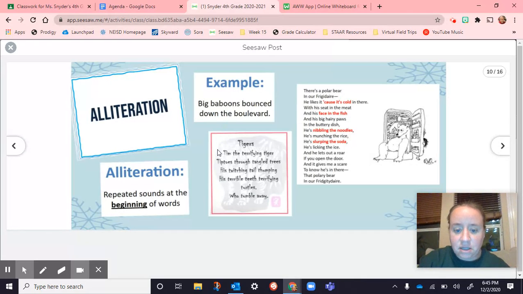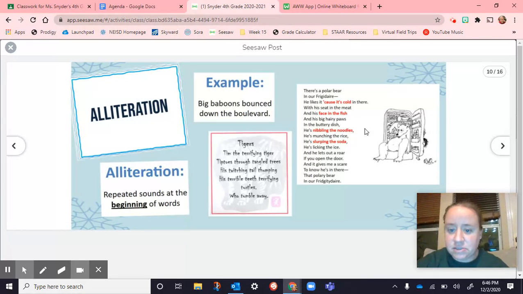Here with the T, this is called tigers. Tim, the terrifying tiger, tiptoes through the tangled trees, his twitching tail thumping his terrible teeth, terrifying turtles who tumble away. So these here, almost every single word starts with that letter that goes with that sound that you keep hearing. This one here is an example where it's just kind of random throughout in the lines. It's not taking over the whole poem.